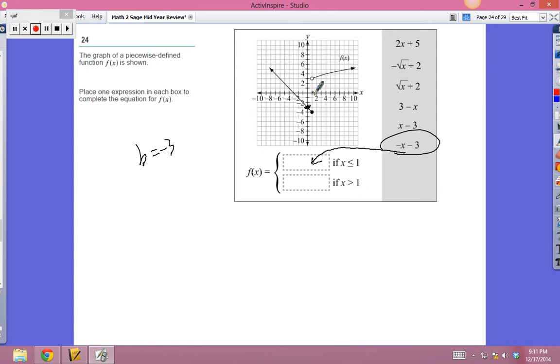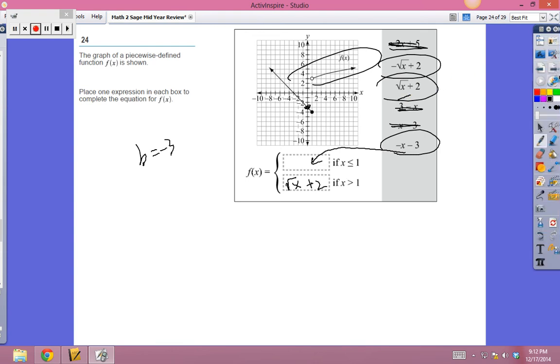So x is going to be greater than 1, anything this way. So you need to look at this line, and this line has a curve to it. So it's not going to be any of these linears. It's going to be either this guy or this guy. And again, you can use your calculator. Type this in, press enter, see if that matches this. Type this in, press enter. It's this one right here, this square root of x plus 2. So use your calculator, and then you can guarantee yourself you got it right.